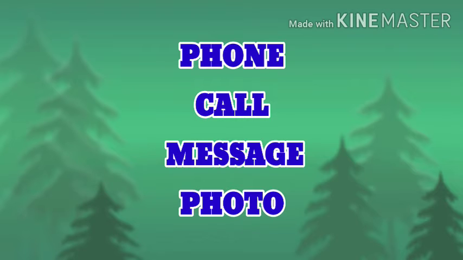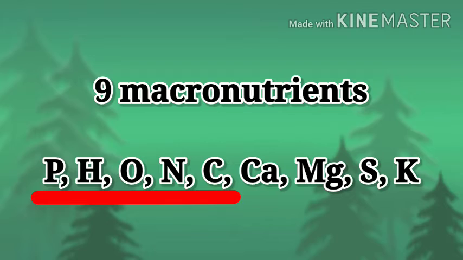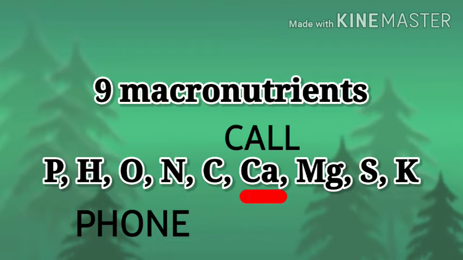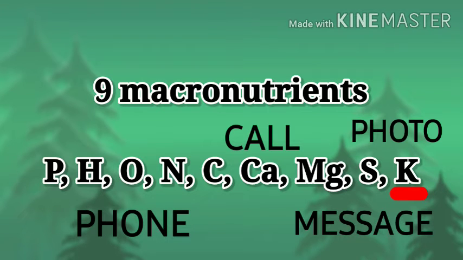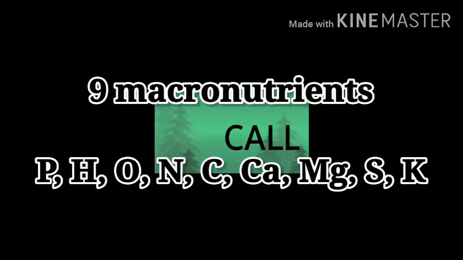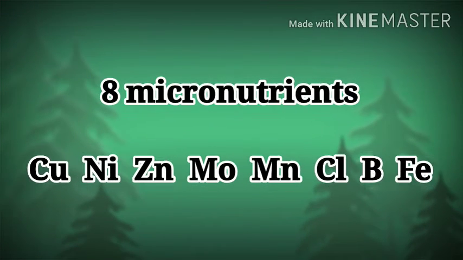Now let's try to relate them once more. P, H, O, N, and C. These 5 elements are represented by the word phone, calcium by the word call, magnesium and sulfur by the word message, and K or potassium by the word photo. Now I hope it becomes easier for you to remember these 9 macronutrients without any difficulty. Now that we are done with these macronutrients, let's now move on to the micronutrients.